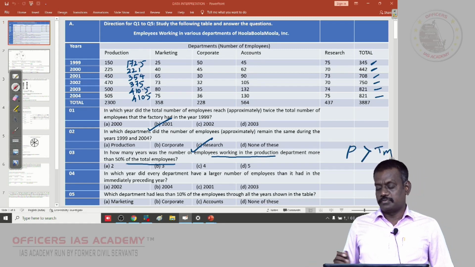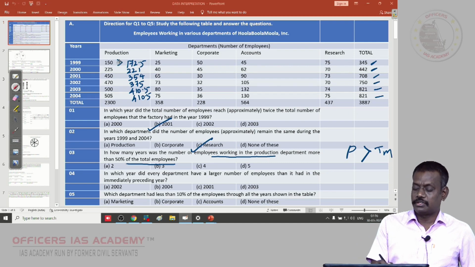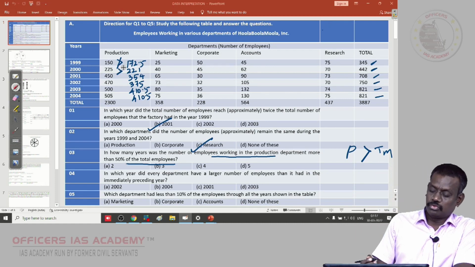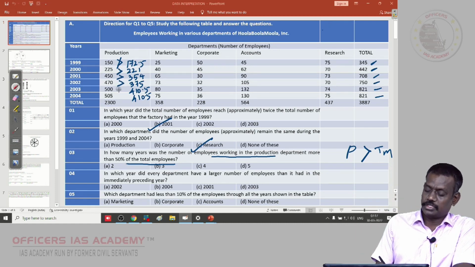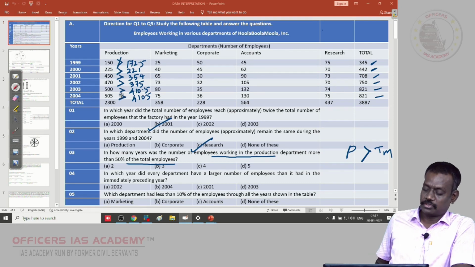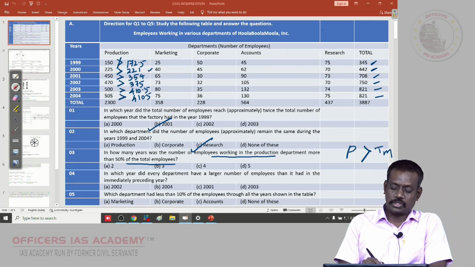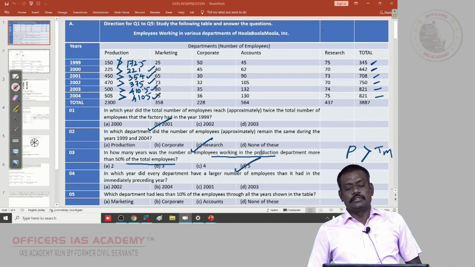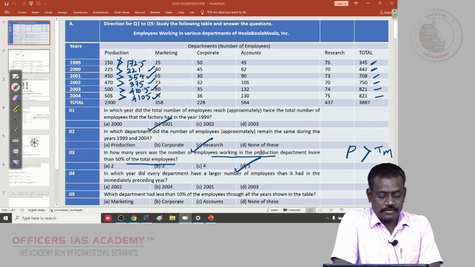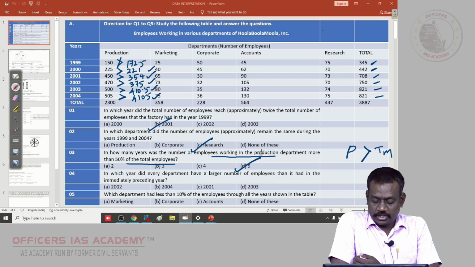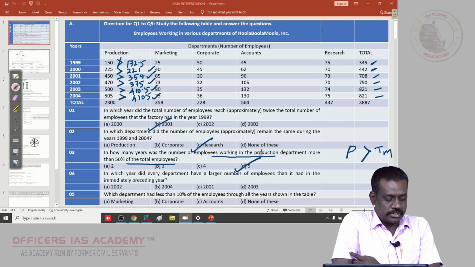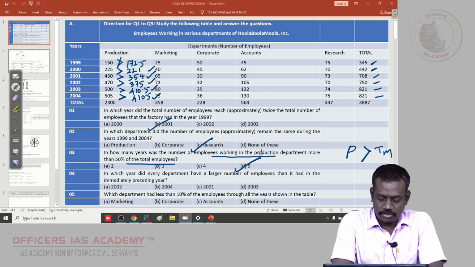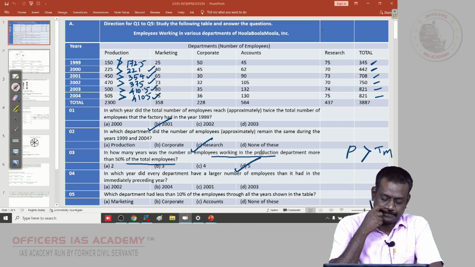So we'll take it like this, production should be greater. So here it is not greater because 150 is not greater than 172.5, but here 225 is greater, 450 is greater, 470 is greater, 500 is greater, 505 is also greater. So you have 1, 2, 3, 4, 5. So in 5 years, the number of employees in the production department is more than 50% of the total number of employees. Clear, children? Understood, right? So this is how you have to solve problems of this type.